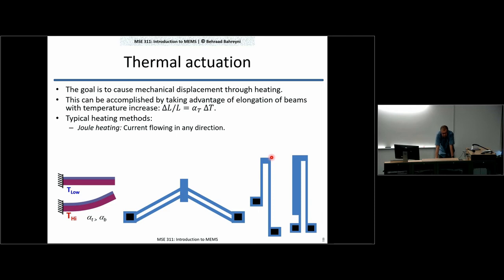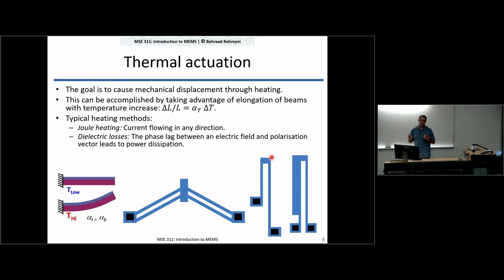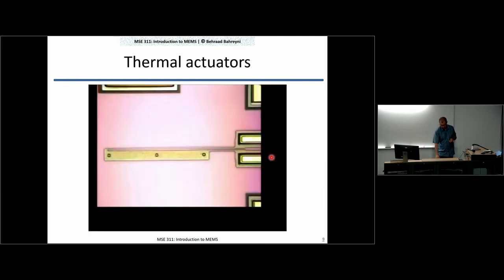Typical heating mechanisms for these kinds of structures is Joule heating. It's the easiest thing for us: pass a current, produce some heat, and hopefully get the actuation that you need. You can also use dielectric losses. This is the same mechanism that your microwave oven uses to heat up, let's say, water or food. You basically excite the atoms inside the structure at the right frequency so that they start vibrating with the external electromagnetic signal, and in that process they dissipate some of that energy in the form of heat.